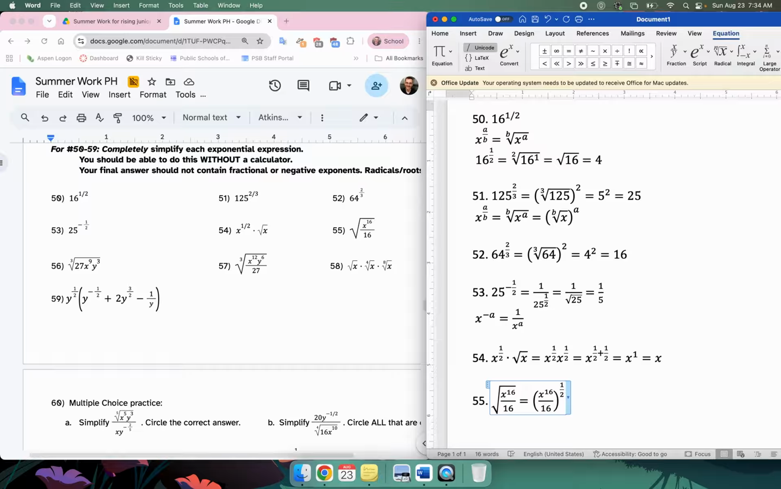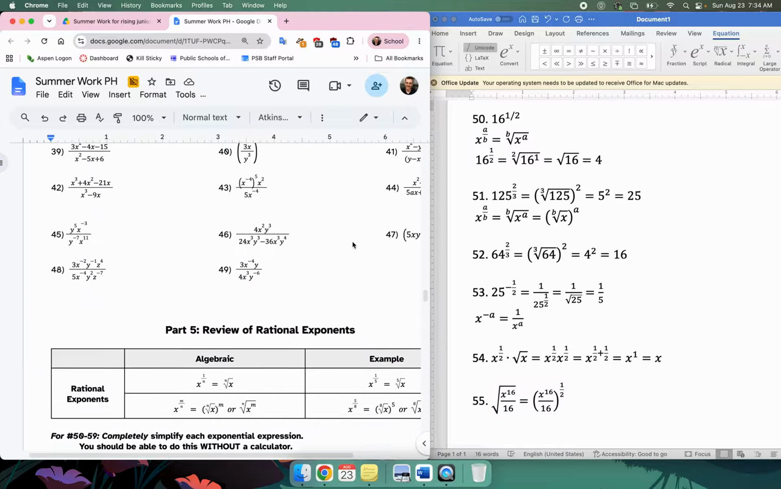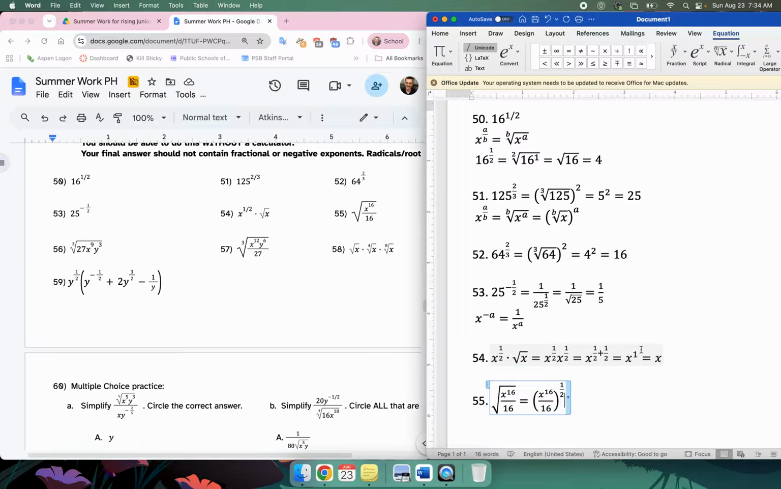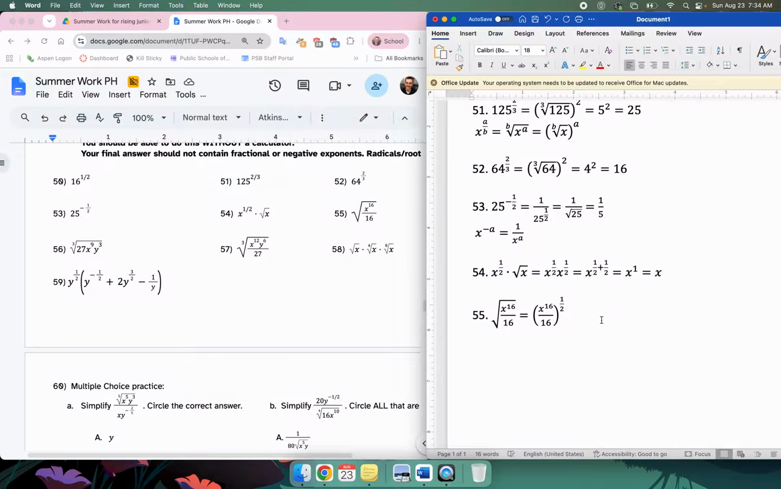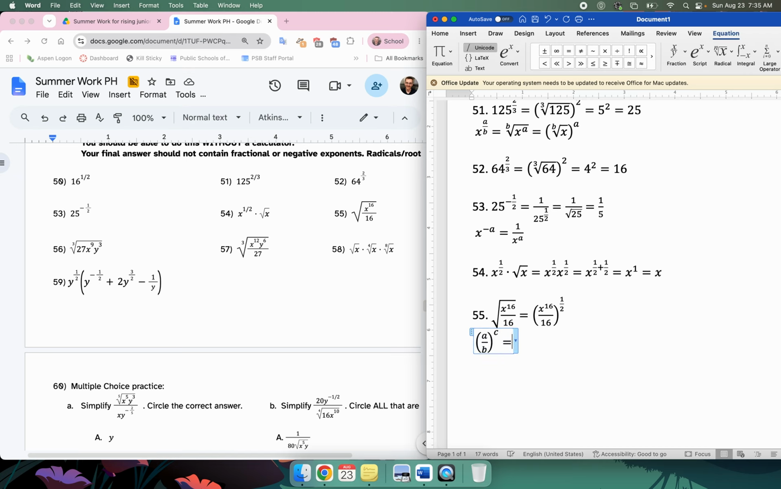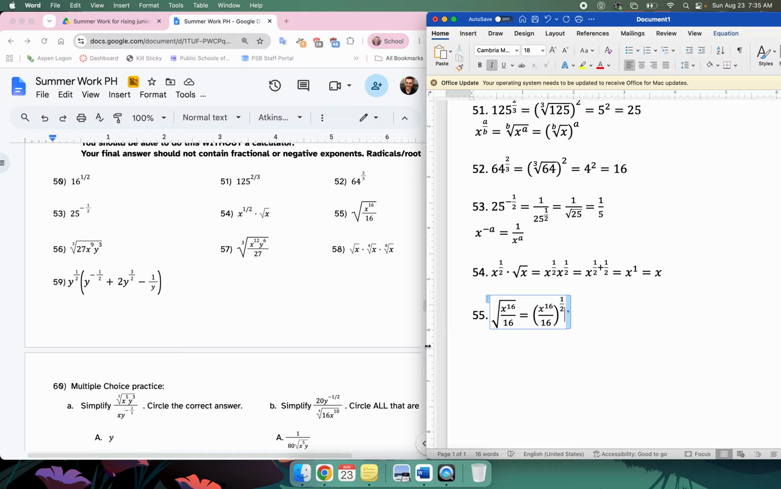Then I would recall that exponents distribute over fractions, like you can distribute them to the top and the bottom of a fraction. I guess I'm using the exponent rule a over b to the c is equal to a to the c over b to the c. I suppose that's the rule that I'm using here. So if I distribute that exponent of 1/2, I get x to the 16th to the 1/2 divided by 16 to the 1/2.